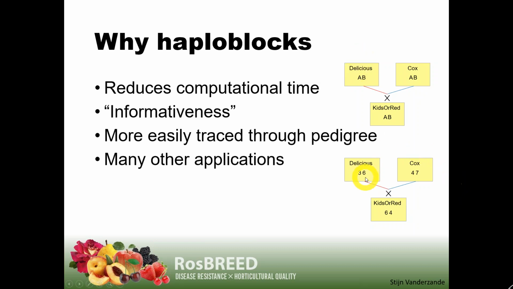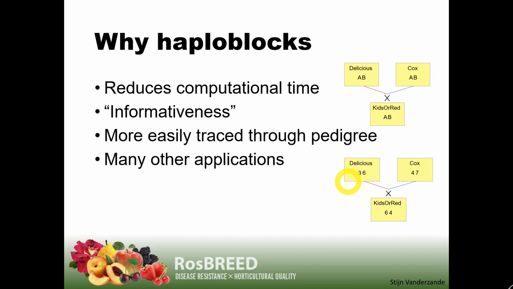Whereas if we work with haplotypes, which act as multi-allelic markers, we still have 2 heterozygous parents and a heterozygous offspring, but now it's very clear immediately that the 6 must have come from Delicious and the 4 must have come from Cox, because the 6 doesn't occur in Cox and the 4 does not occur in Delicious. And so there are a lot of other applications that we can do with haplotypes that make a lot of our data more easily interpretable and our analysis easier.